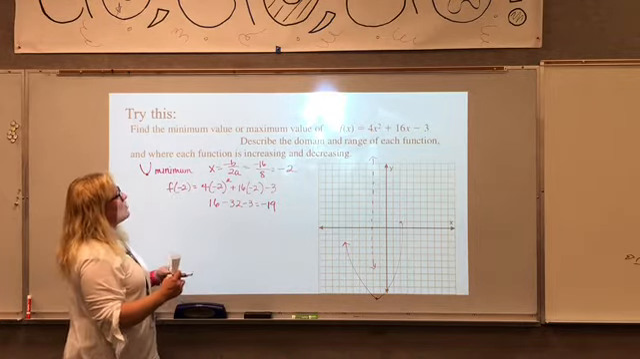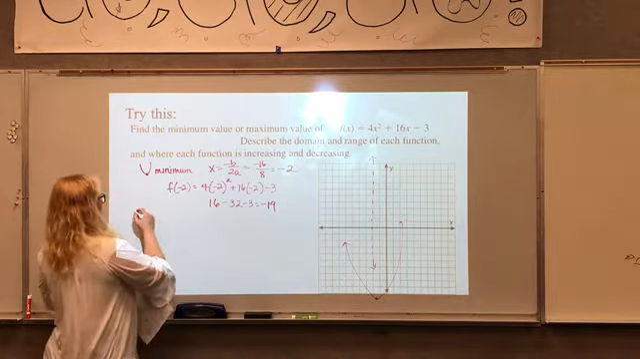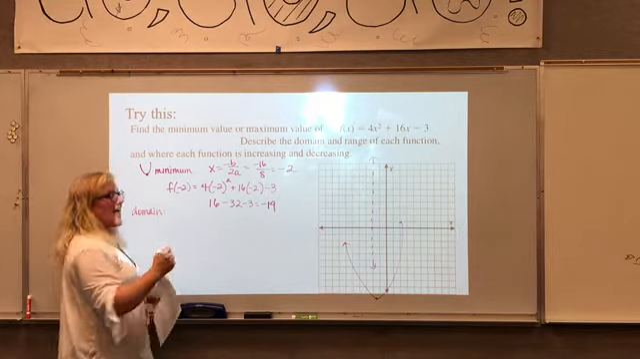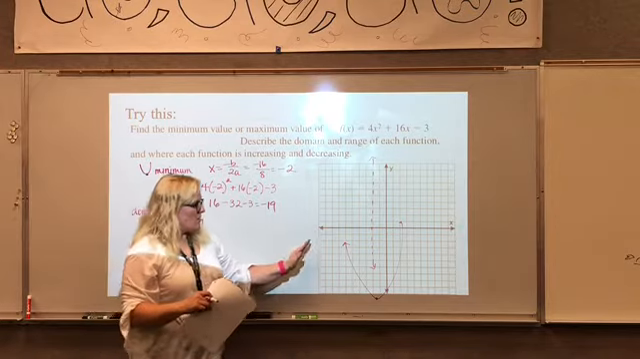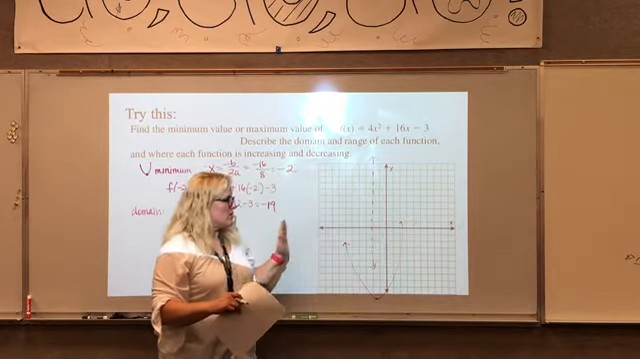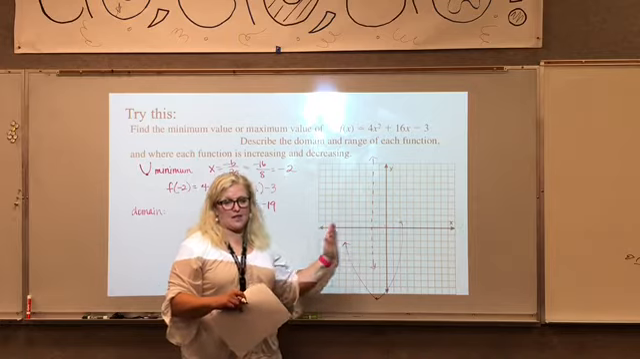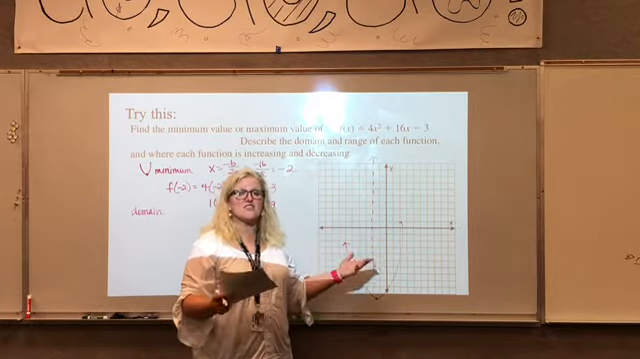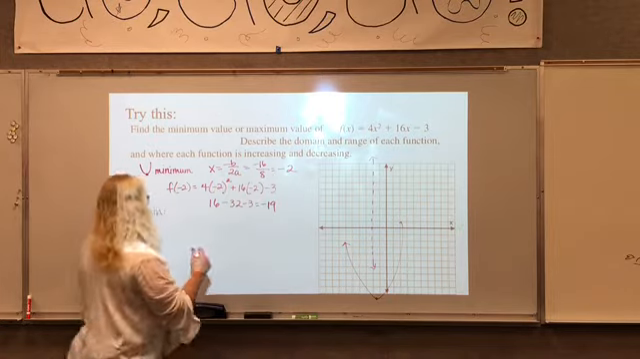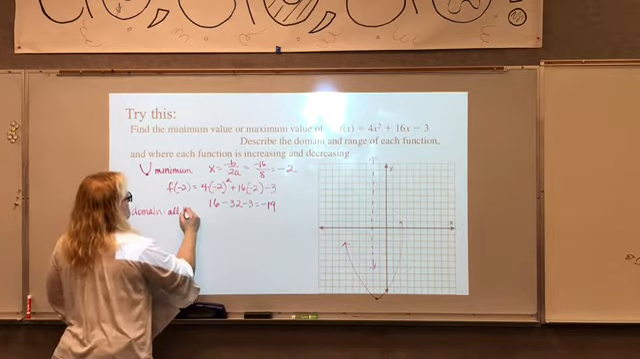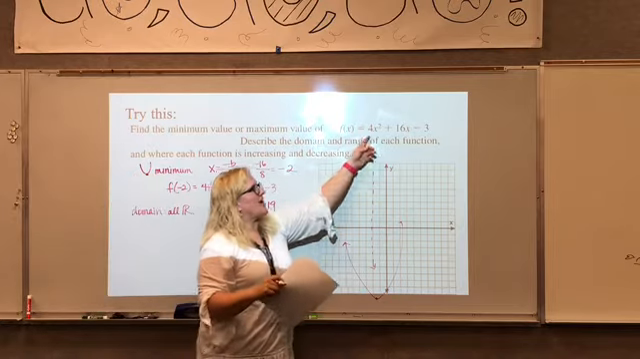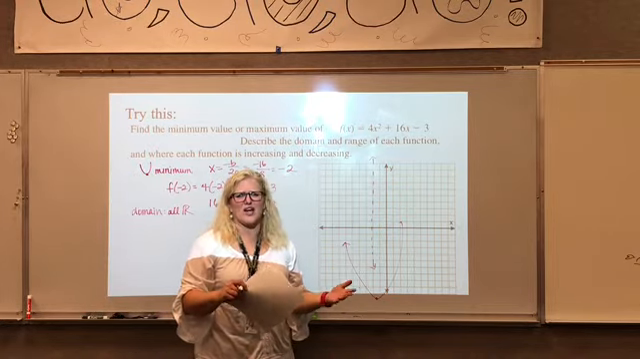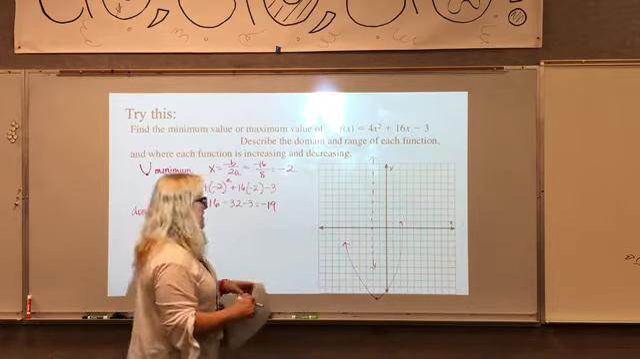But they want to know, okay, the domain. The domain is again the x values. Going left to right, I mean. Okay, what values of x can there be? And the answer is all real. I can put any value of x I want in here, they'll all work. I'm not taking the square root of a negative number or anything like that. So I can put in anything.